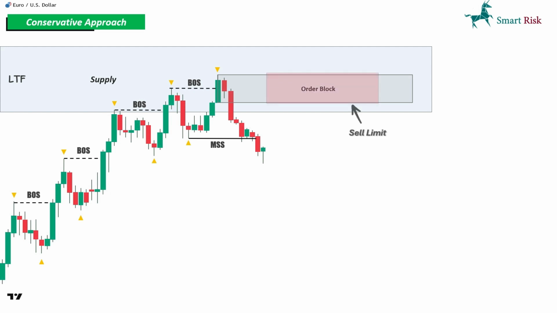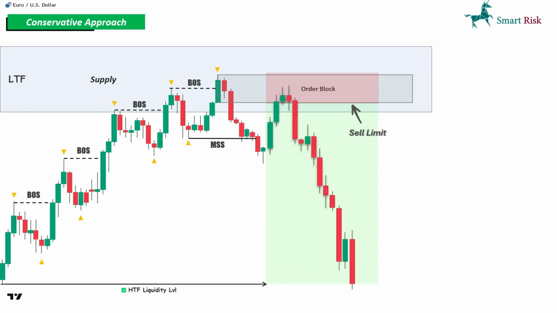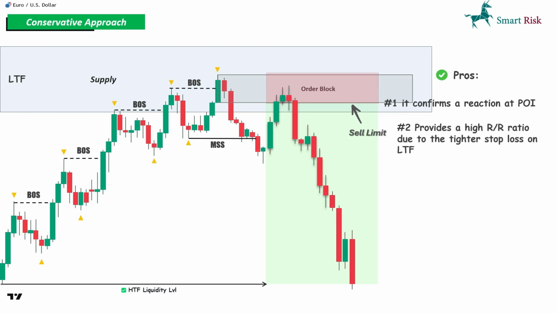In this case, a lower time frame supply zone created by the change of character move, with the stop loss placed a few pips above the highest point of that zone. For the take profit, we target the external liquidity on the higher time frame. One of the main advantages of this entry model is that it confirms a reaction at the point of interest by using a lower time frame price action, which often results in a better reward-to-risk ratio thanks to tighter stop losses. However, there are also some drawbacks.